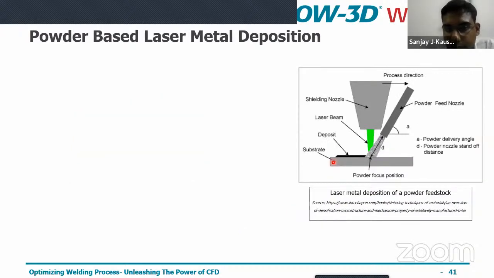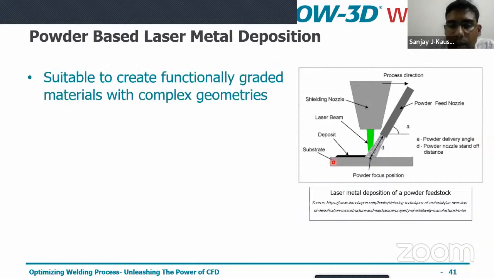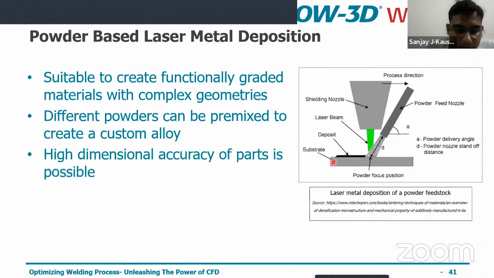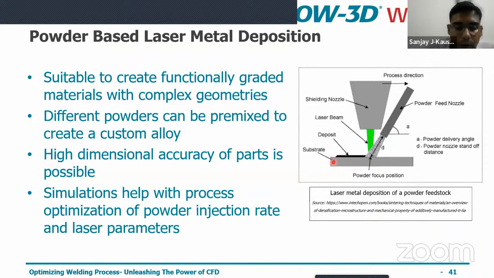So coming to laser based metal deposition, there are numerous advantages of it. It is suitable to create functionally graded materials with complex geometries. Different powders can be pre-mixed. Different types of materials can be pre-mixed to create a custom alloy. We can control the accuracy. We can manipulate a lot of process parameters here, with respect to feed rate also, and control the accuracy of the product. And the simulations help to process it. How does CFD help in these particular cases? We can optimize the process parameters such as powder injection rate, the movement of the bed or body, things like that, and also laser parameters.